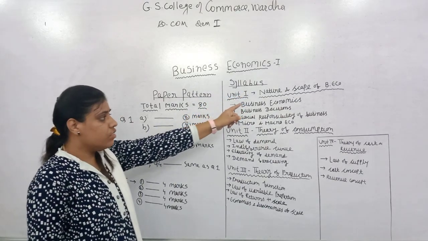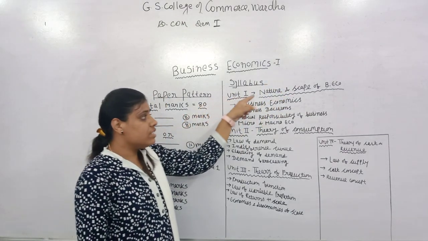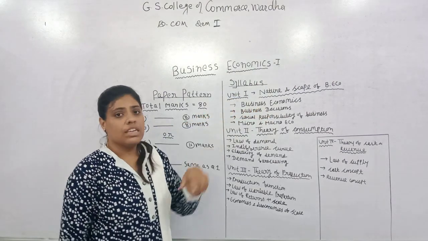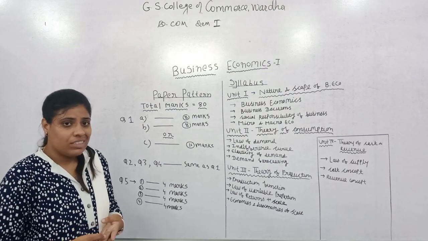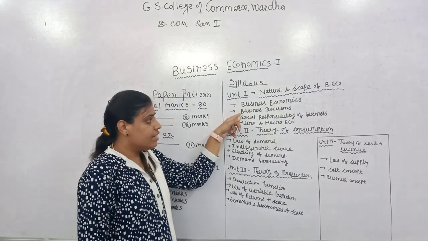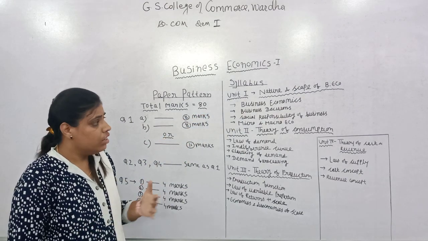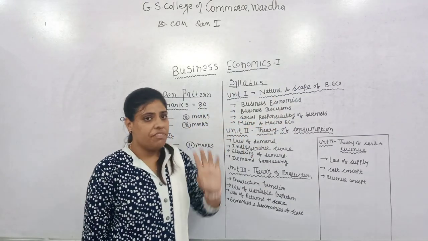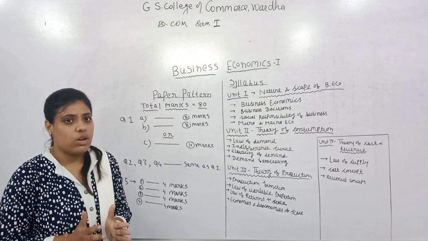As I have told you, it has 4 units. Our first unit is the nature and the scope of business economics. Under this unit, we will have 4 chapters, and the first chapter is business economics. Under this chapter, we will see the meaning, the introduction, the scope, importance and the objectives of business economics. The second chapter is business decision. Under this chapter, we would be studying the different types of business decisions and their nature. Then the third chapter under this first unit is social responsibility of business. Here we are going to learn the social responsibility of business towards the different stakeholders.